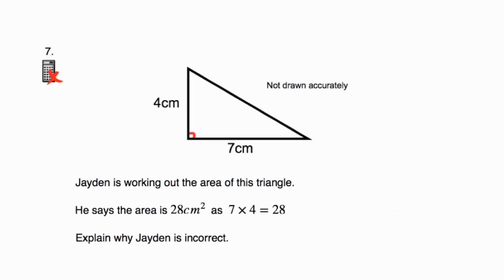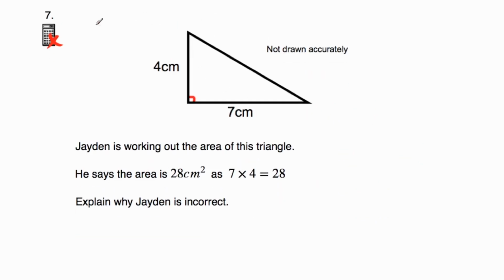Okay, our next question. Question number 7. We've got this right angle triangle. The base of the right angle triangle is 7 centimeters, and the height of the triangle is 4 centimeters. And Jaden is working out the area of this triangle. He says the area is 28 centimeters squared, as 7 times 4 is equal to 28. Explain why Jaden is incorrect.